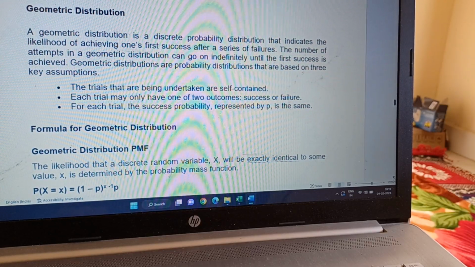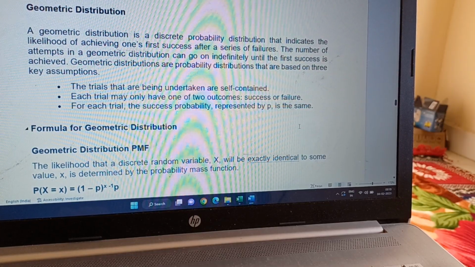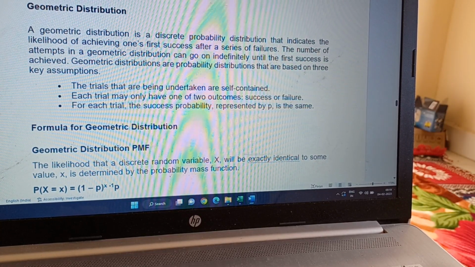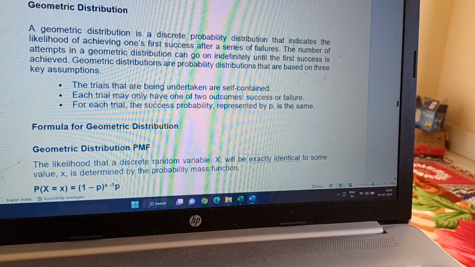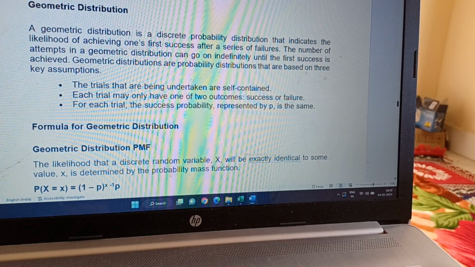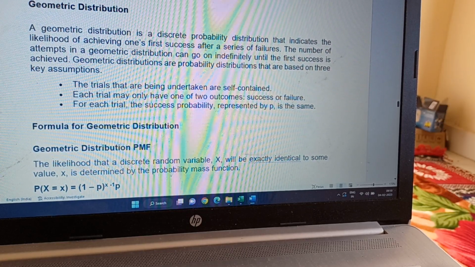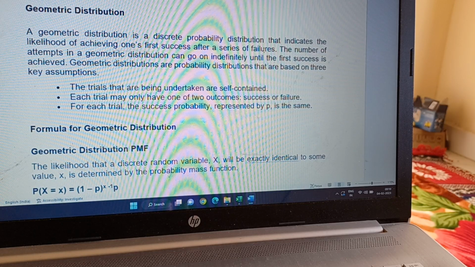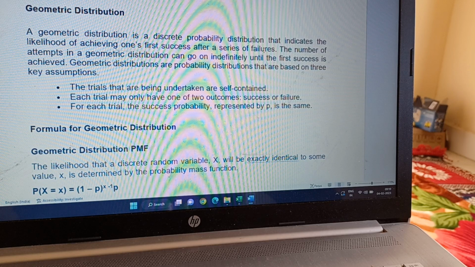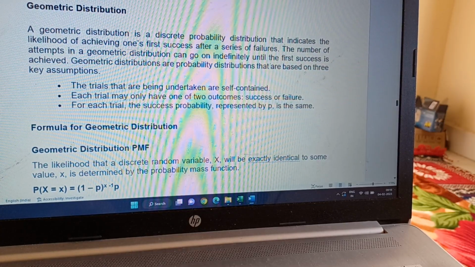Geometric distribution is a discrete probability distribution. Discrete means it is not continuous, like binomial and negative binomial distribution. It indicates the likelihood of achieving one's first success after a series of failures. In negative binomial distribution, we had a series of successes, meaning r minus 1 successes before. Here r is 0, meaning there has been no success before. And what is the probability that he will get the first success?